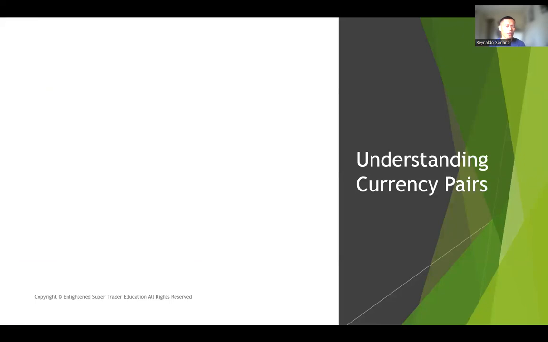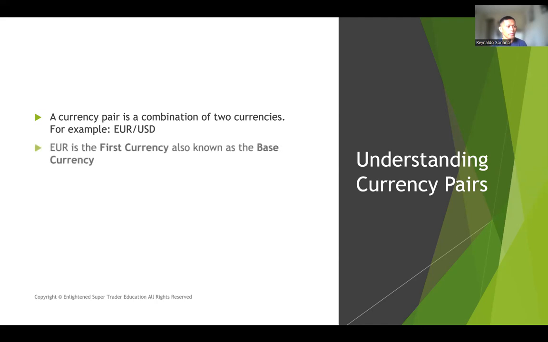So let's go through and discuss understanding currency pairs. A currency pair is a combination of 2 currencies. We'll take the euro against the US dollar, for example. The first currency, which is the euro, is known as the base currency. And the US dollar, which is the second currency, is known as the quote currency.